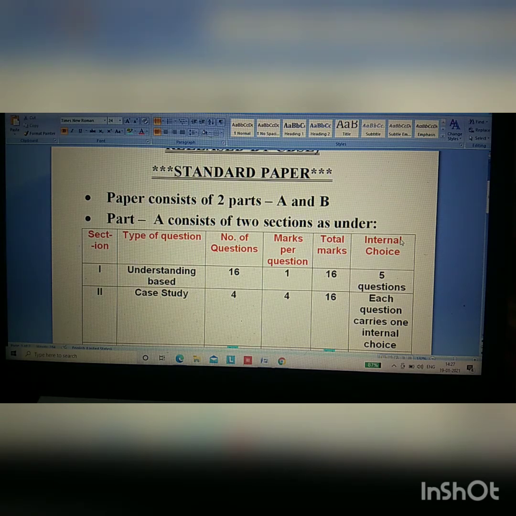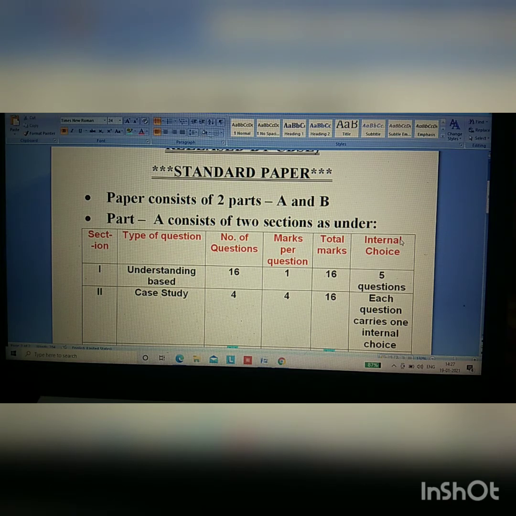Further, as I just explained, the new type of question introduced is the case study. There are 4 case study questions carrying 4 marks. In the case study questions, you are given special conditions, and based on those conditions you are given 5 MCQs. From these 5 MCQs, you have to attempt only 4 questions.